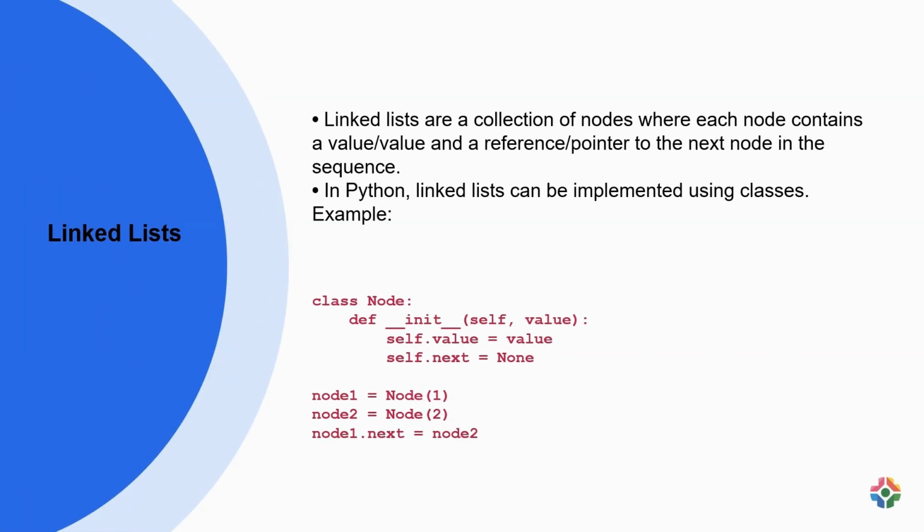In Python, linked lists are implemented using classes where each node has a value and a reference to the next node. For instance, consider a Node class with attributes value and next. Nodes can be connected to form a linked list. In the given example, Node 1 and Node 2 are instances of the Node class with values 1 and 2 respectively. The next attribute of Node 1 is then assigned to Node 2, forming a linked list where Node 1 points to Node 2. This demonstrates the basic concept of linked lists in Python.